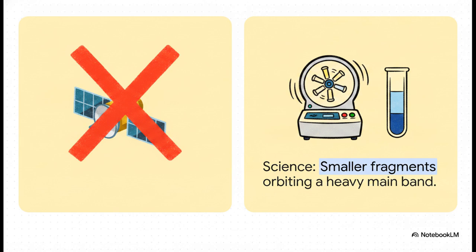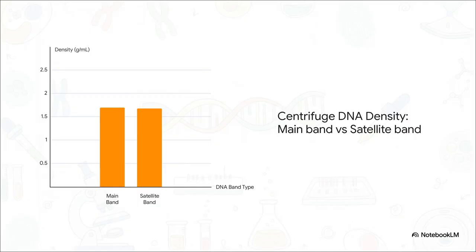You see, when scientists first started isolating DNA, they needed a way to separate these massive blocks of repeating genetic code from the rest of the genome. Imagine spinning genomic DNA in a high-speed centrifuge filled with a dense salt solution. The DNA physically separates based purely on its density. Since most human DNA is a pretty balanced mix of base pairs, it all settles together into this one massive, heavy main band right at the bottom of the tube.